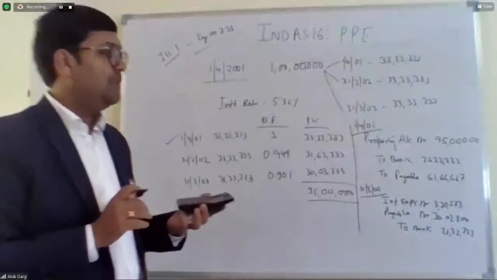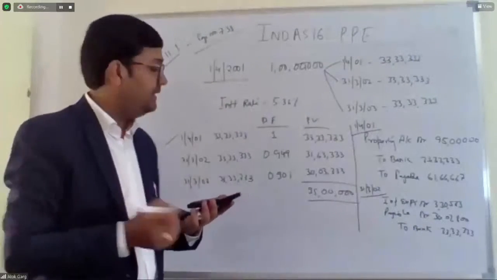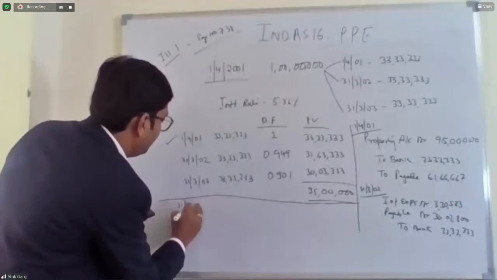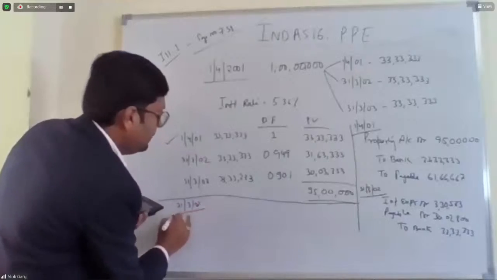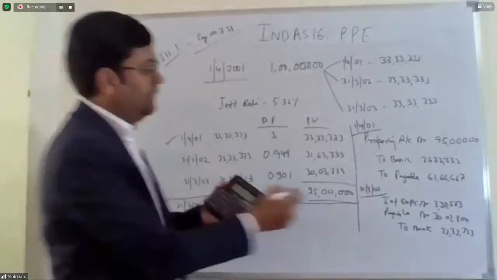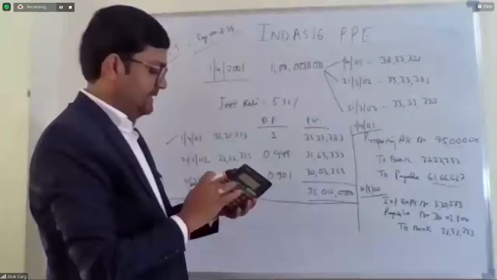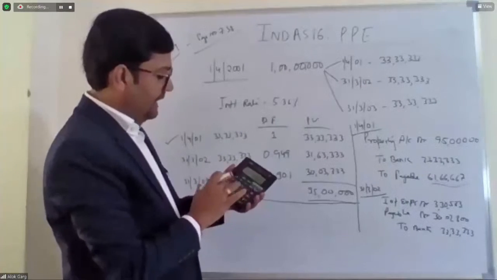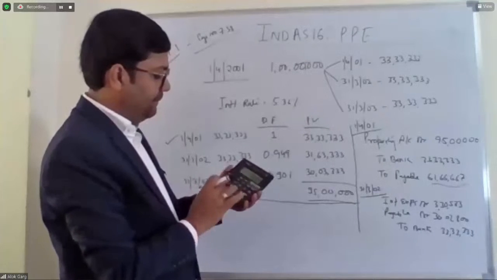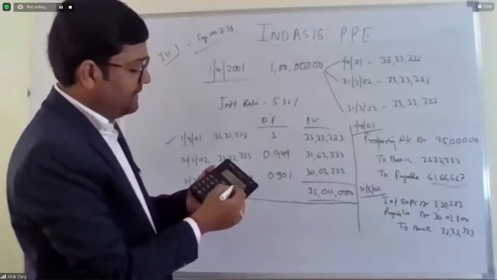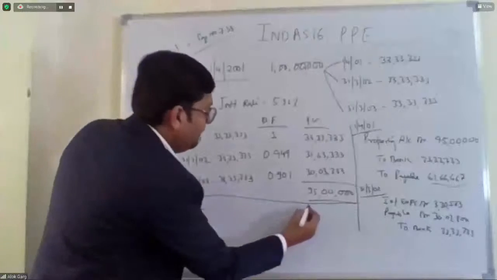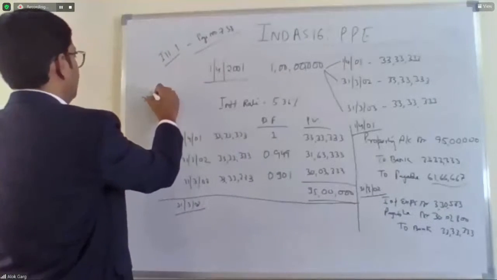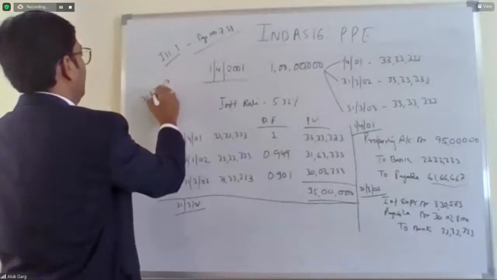So how much balance has been left on 31st March 2003? The last installment is on 31st March 2003. The balance left in the first year was 61,66,667. So 30,02,800 have been paid. So the remaining balance is 31,63,867. I will write here, 31,63,867 is the remaining balance.